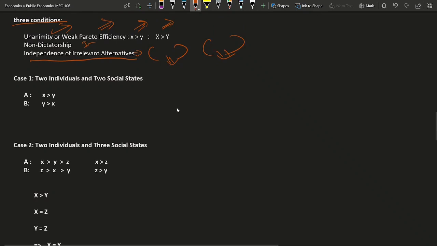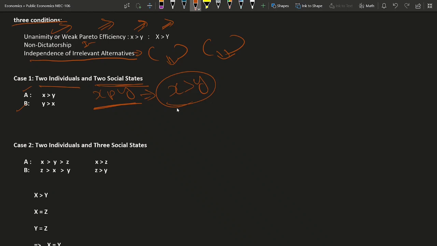The first case is two individuals and two social states. Suppose A and B are two individuals and X and Y are two goods. If A prefers X over Y and B also prefers X over Y, then the social choice will definitely be X over Y. But if B prefers Y over X, the social choice will be that X is indifferent to Y, because one person is choosing X over Y and the other is choosing Y over X. Society cannot decide, and the result is that X and Y are equally good. But we don't have any choice where X and Y are indifferent to each other.